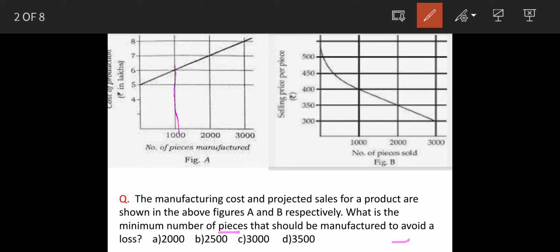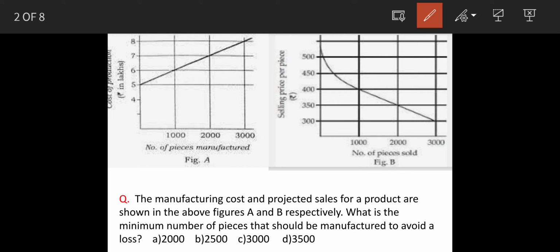Now when you are making 1000 pieces, just see the cost. Here it is in rupees lakhs. So here the cost is 6 lakh rupees. And when we are selling 1000 pieces here, what are we getting? We are getting 400 rupees per piece for 1000. So that means we are getting 4 lakh. So here it is 6 lakh and here it is 4 lakh. So we are having a loss. Let's see the next figure.